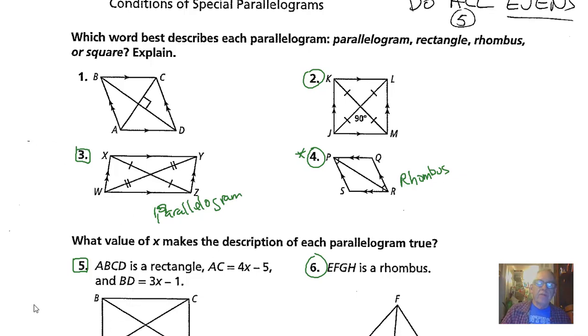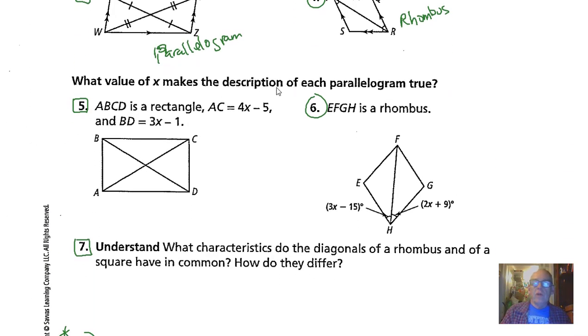Okay, let's look at number 5. What value makes this true? It's supposed to be a rectangle. AC and BD are given to us. If this is a rectangle, the diagonals need to be congruent. So that means 4x minus 5 would have to be equal to 3x minus 1. Take away 3x and add 5. Take away 3x, we get x. Add 5, we get 4. So x is equal to 4, which means we get 16 take away 5, which is 11.